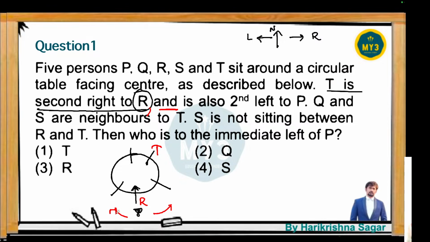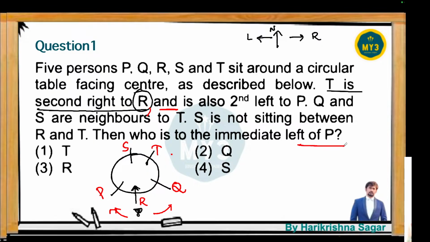So left means this direction. T is a second left of P means if you place P here, this is a first left, this is a second left, that will match. And S is not sitting between R and T. So S is not here means S is definitely here because only one place is left. So out of this, who is left over, P, Q or S, T? So Q is left over, you can place here.